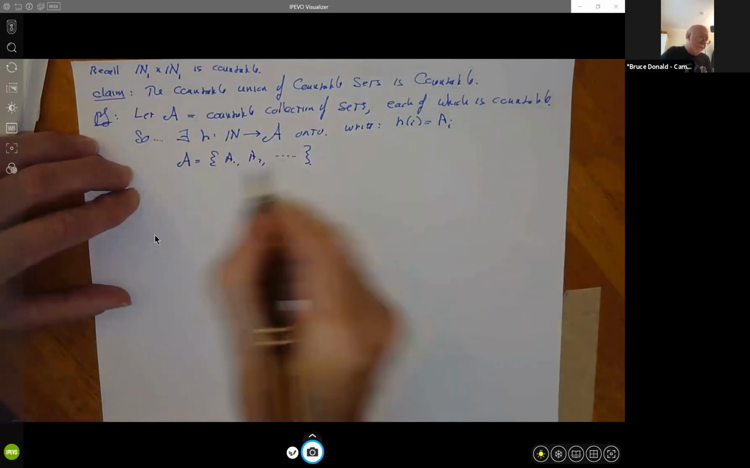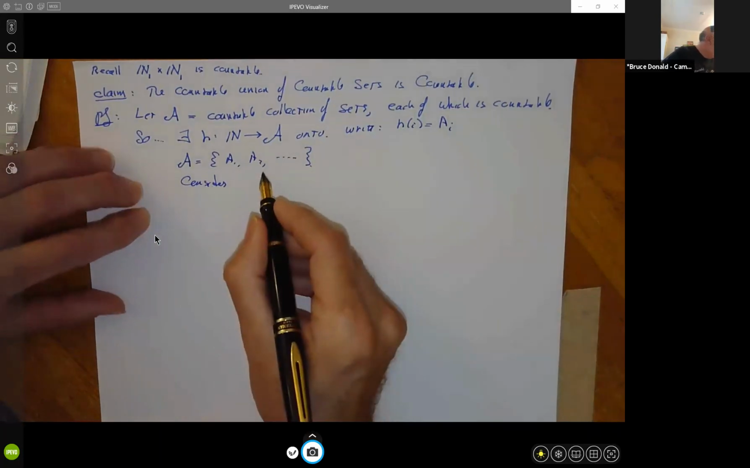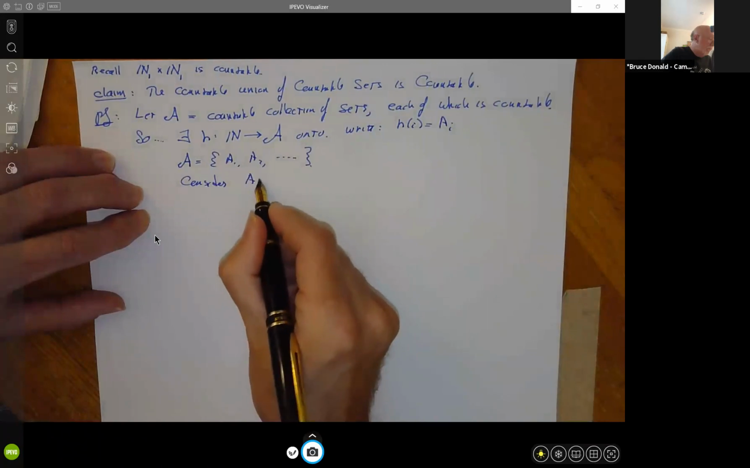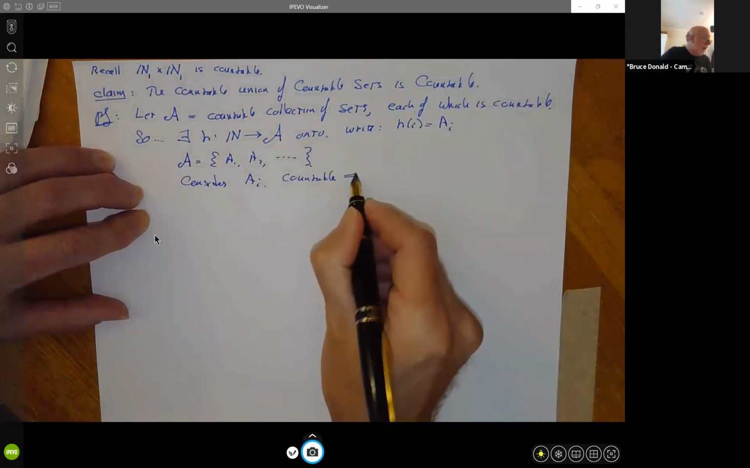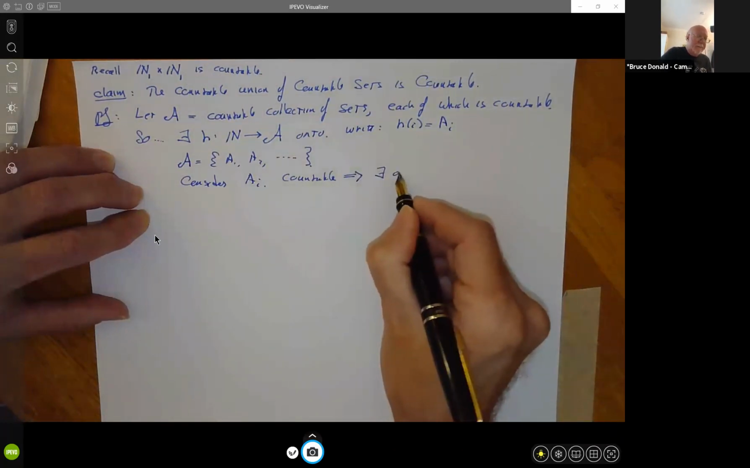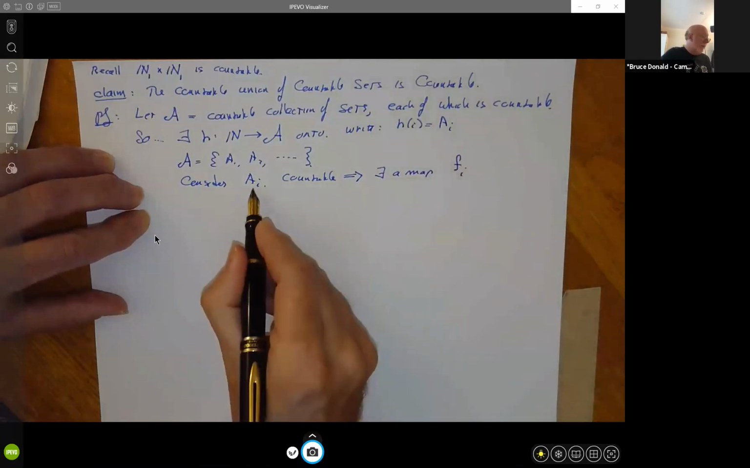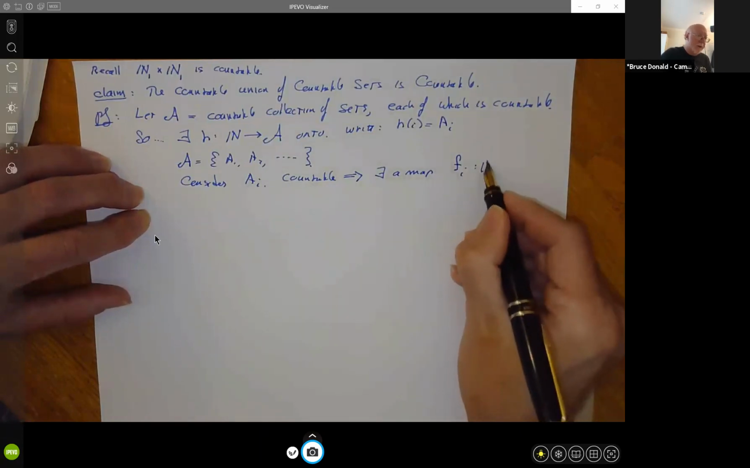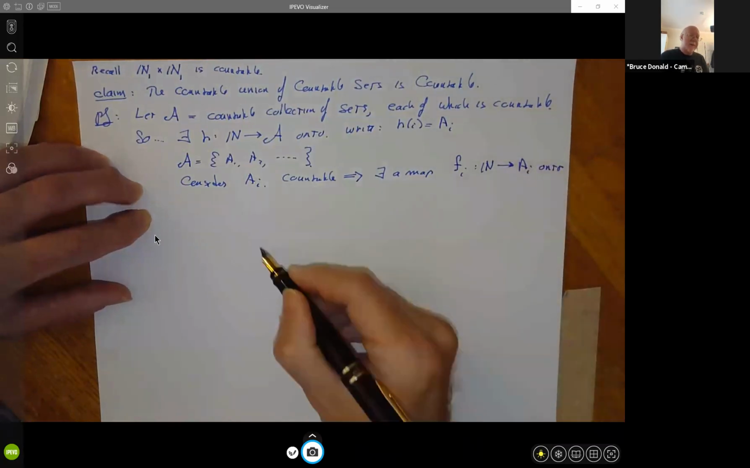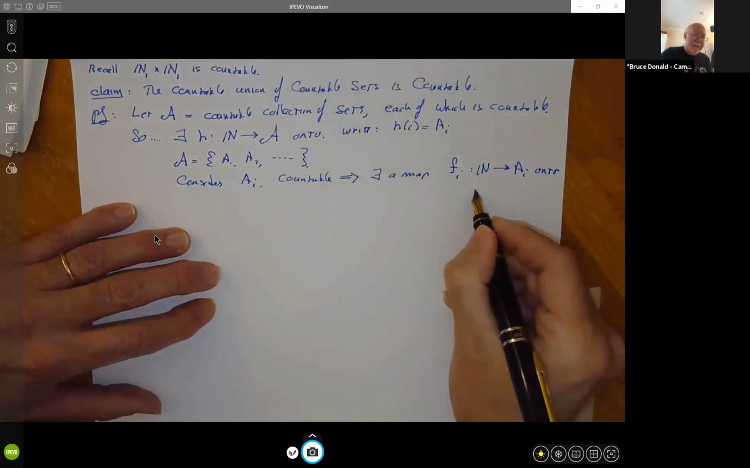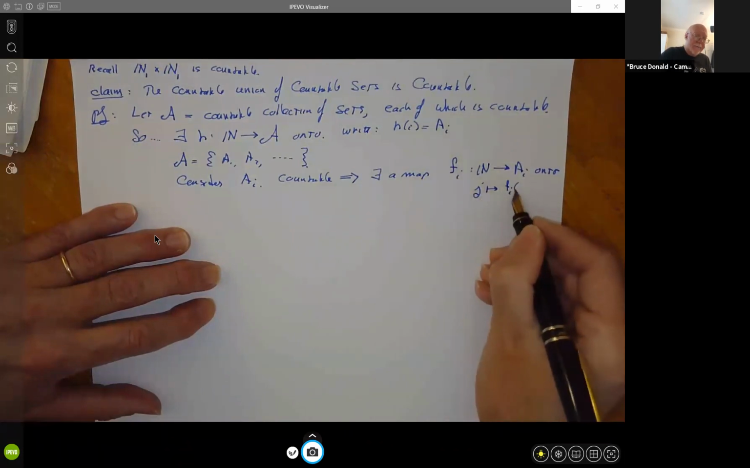Now, consider an arbitrary member of this collection, which I'll call A_i. It's countable, and that implies there exists a map, which I'll call f_i. Notice it depends on the index i here, from the natural numbers onto A_i that's onto. And I need some notation for what it does. I'll say it sends the element j to f_i of j.